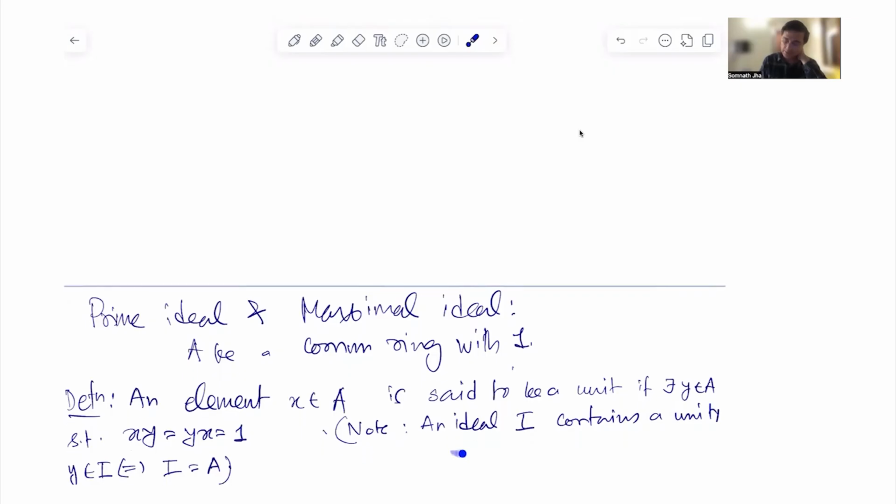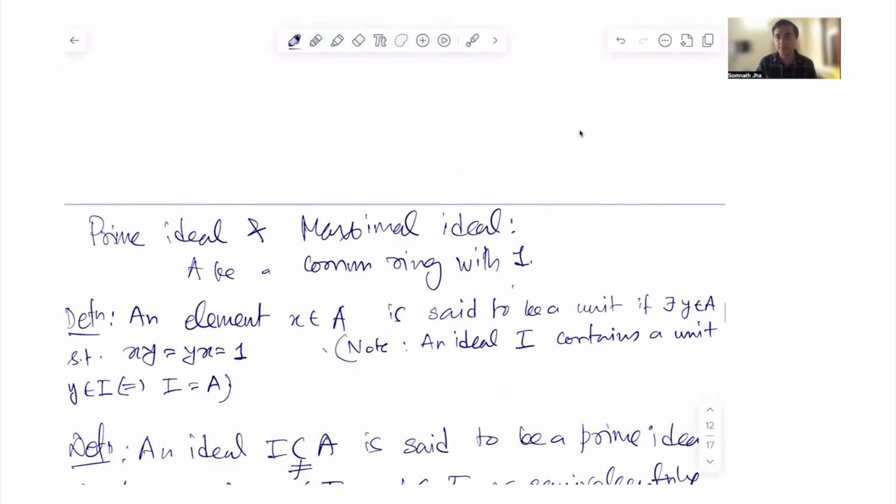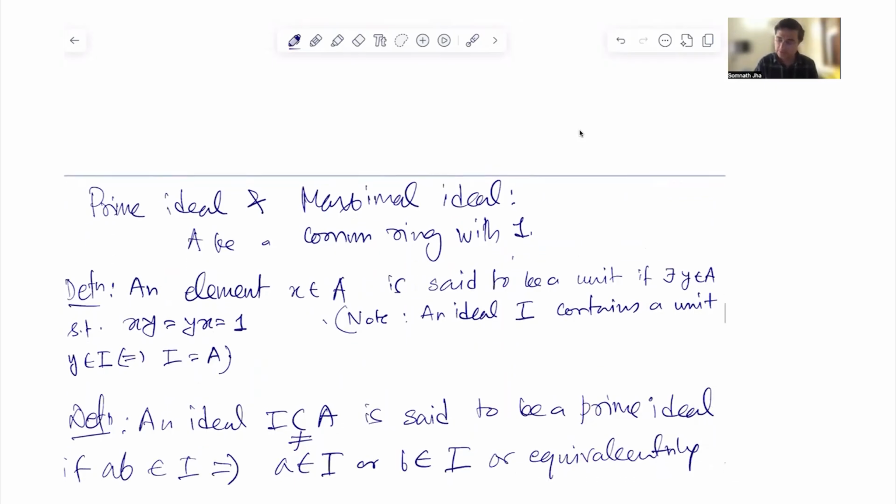So if an ideal I contains a unit x, then it contains x into y, so it will contain 1. So the ideal will become the whole ring. So an ideal usually doesn't contain a unit unless the ideal is your whole ring. So this is just for completeness. I'm redefining the concept of unit, which I've used already.